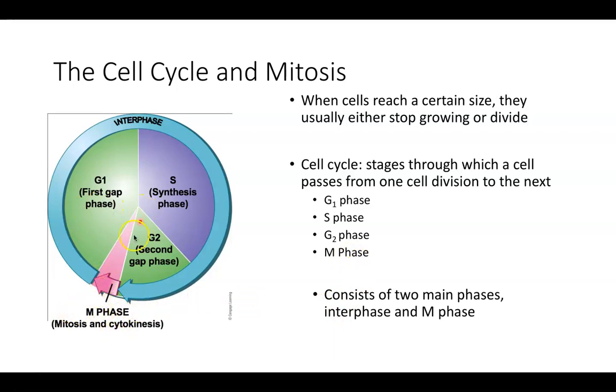So when you're looking at the cell cycle, although there are different phases within it, they can be broken down into 2 main phases, which is interphase. So that's the blue line that goes around this image here. Interphase is comprised of G1, S, and G2. And then the final phase is M phase, which is composed of mitosis and cytokinesis.